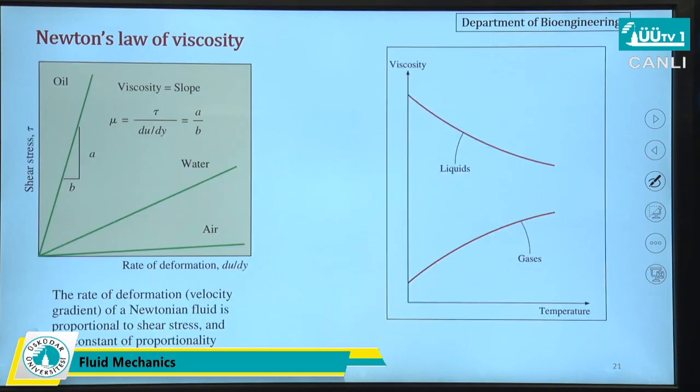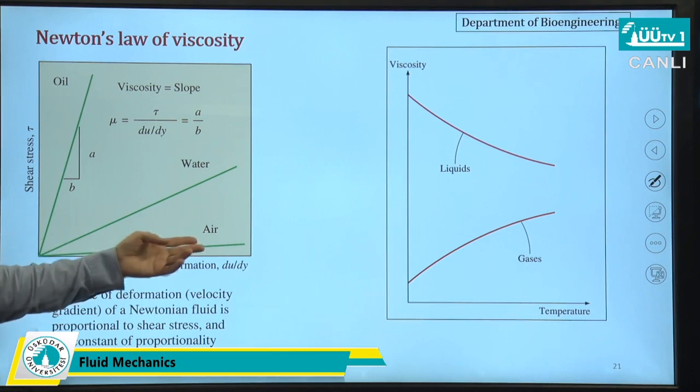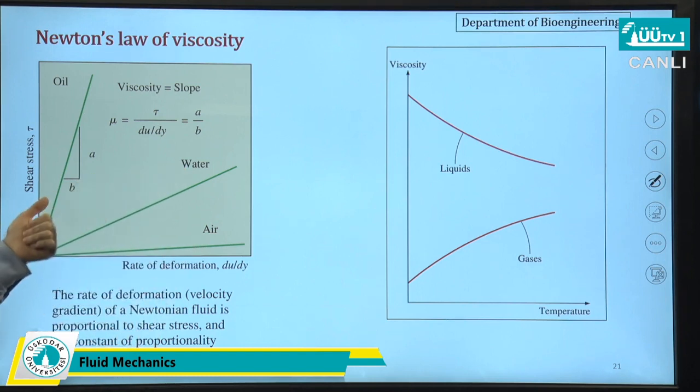Okay, in this slide, as I said before, there is a proportion between shear stress and shear rate, or rate of deformation, for the case of liquids. We can easily calculate the viscosity of a fluid by using these kinds of curves. The slope of this curve will give us the viscosity of that fluid. For example, here this curve will give us the viscosity of air. This is for water, and this is for oil.